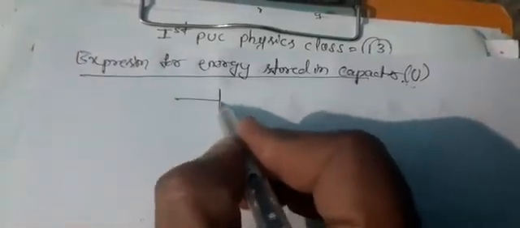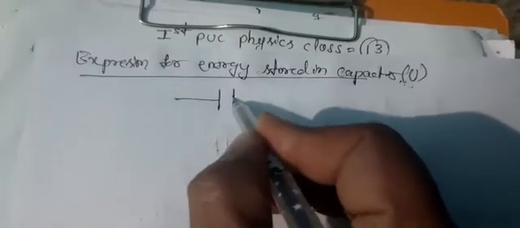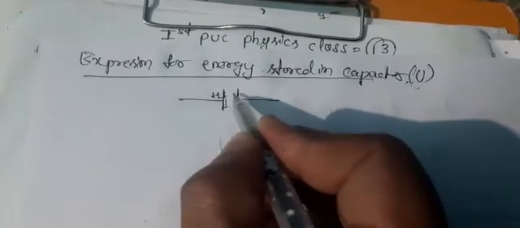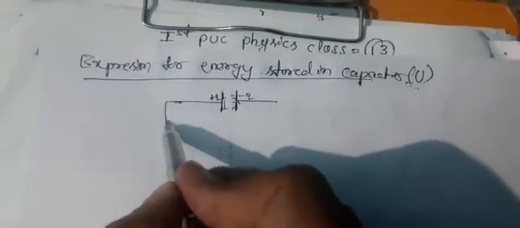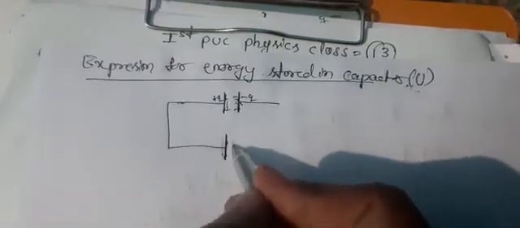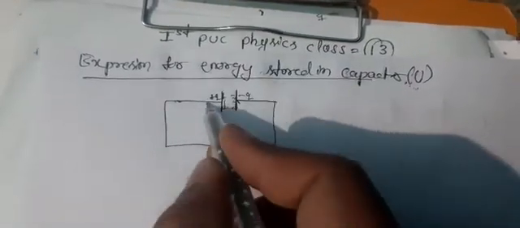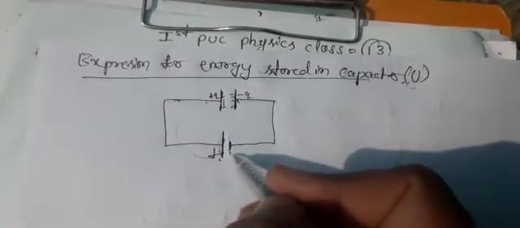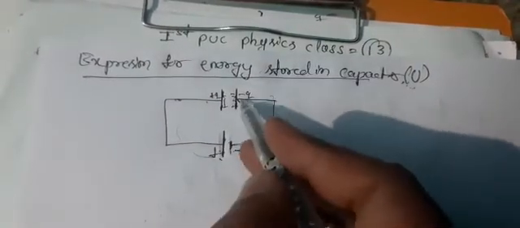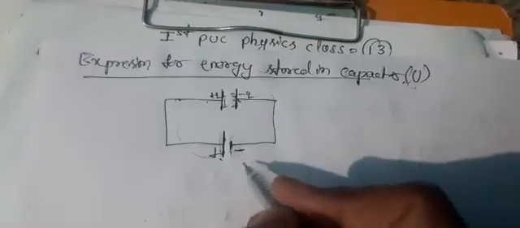First, draw the capacitor symbol. It consists of two parallel conductors, with positive charge and negative charge. The capacitor is connected to the battery. Battery means a potential difference. The positive of the battery is connected to one end of the conductor, and the negative of the battery is connected to the other end. That is also called potential difference.